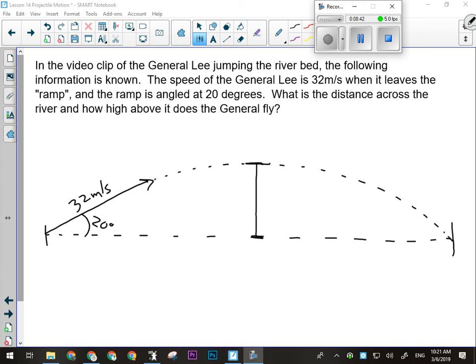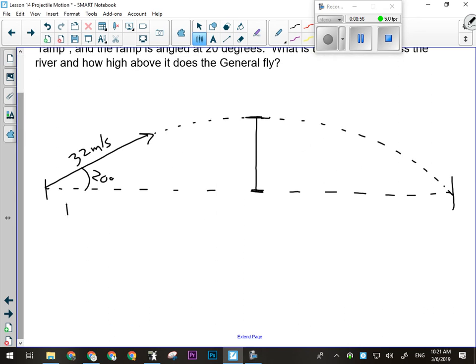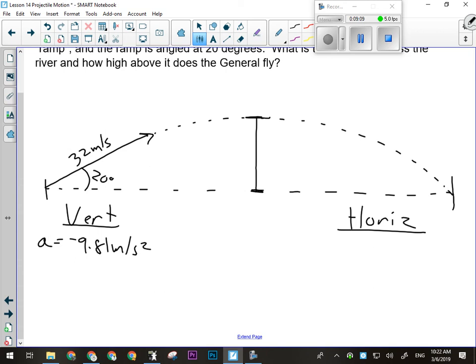With all projectile motion questions, the first thing we want to do is break it down into the horizontal component, which is an object traveling at a constant speed, and the vertical component, which is undergoing accelerated motion. So we're going to split it up into vertical and horizontal parts. Initially, here's what we know. The acceleration of the General Lee is negative 9.81 meters per second squared. The rest of the stuff I'm going to have to calculate.